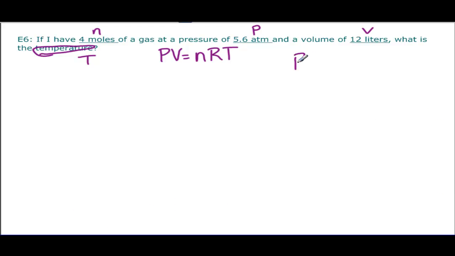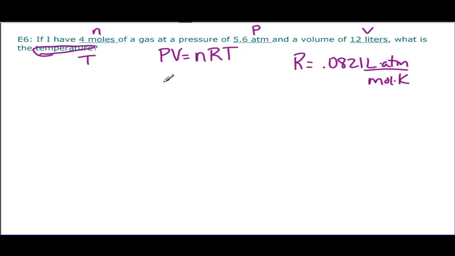So the R value we're going to use is 0.0821 liter atm per mole Kelvin. Okay, so my formula is PV equals nRT. Now you can do this one of two ways. You can either rearrange the equation to solve for T, or you can plug in the numbers and then rearrange and solve.